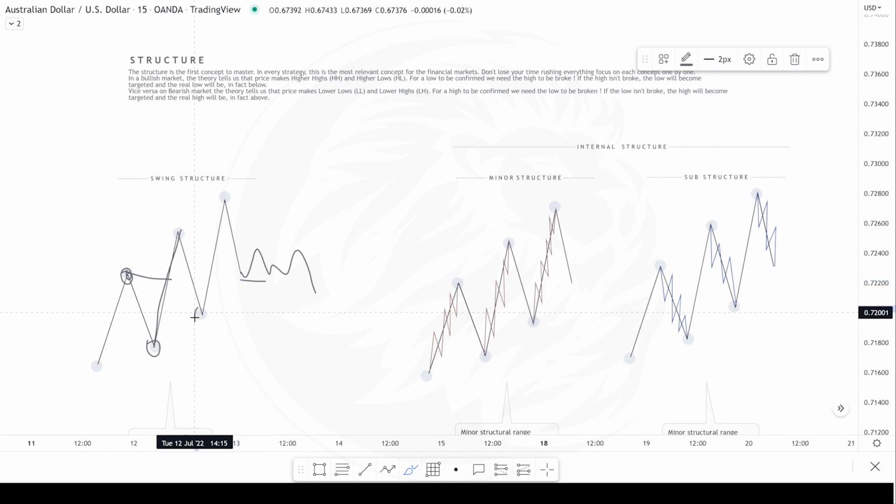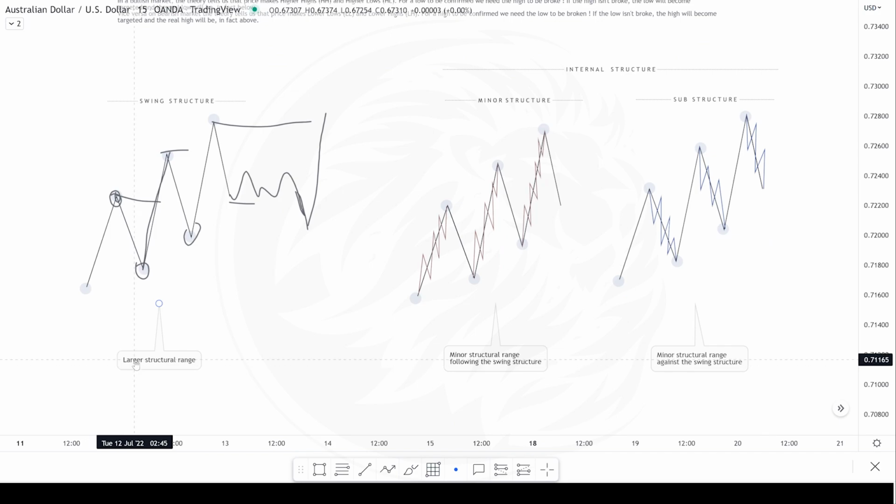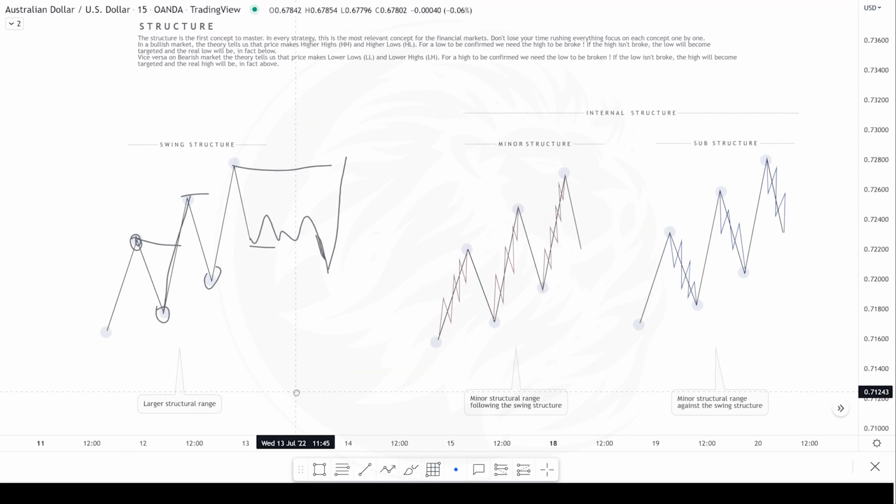So this low here broke this high, so price could easily take out this little low that we have here to come back to this low, which is protected, before going up and breaking the structure another time. This type of structure will be called the swing structure. So the swing structure is the larger structural range.